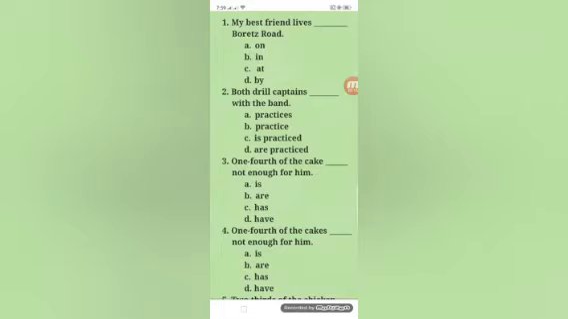Number 1, my best friend lives blank Boretz Road. Now if we're talking about prepositions of place or location, when only the name of the road is given, you always have to use on. Preposition on, like on Boretz Road, on Pilar Road, on Pilar Street, on Rojas Boulevard, on Ayala Avenue. So avenue, streets, boulevard, road, use the preposition on when it comes to addresses or location.